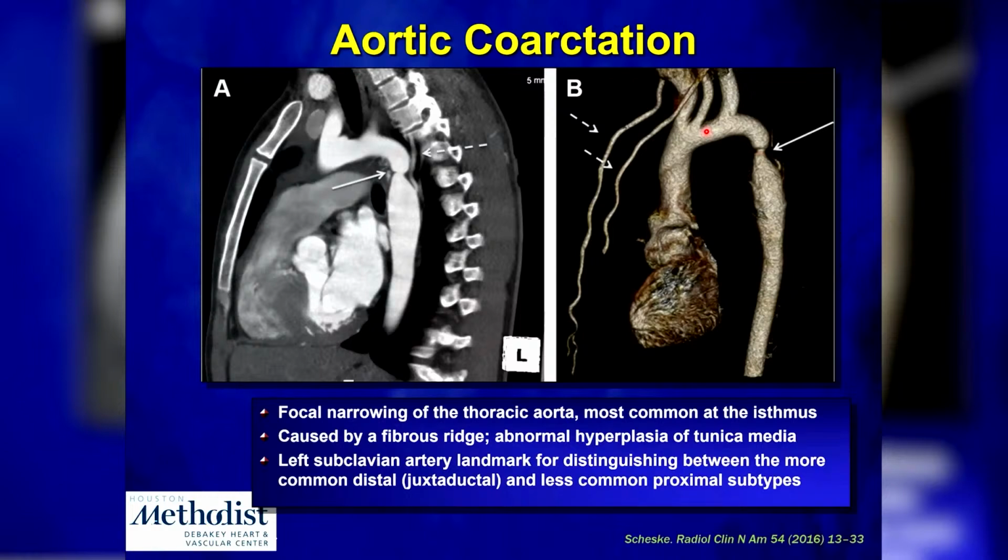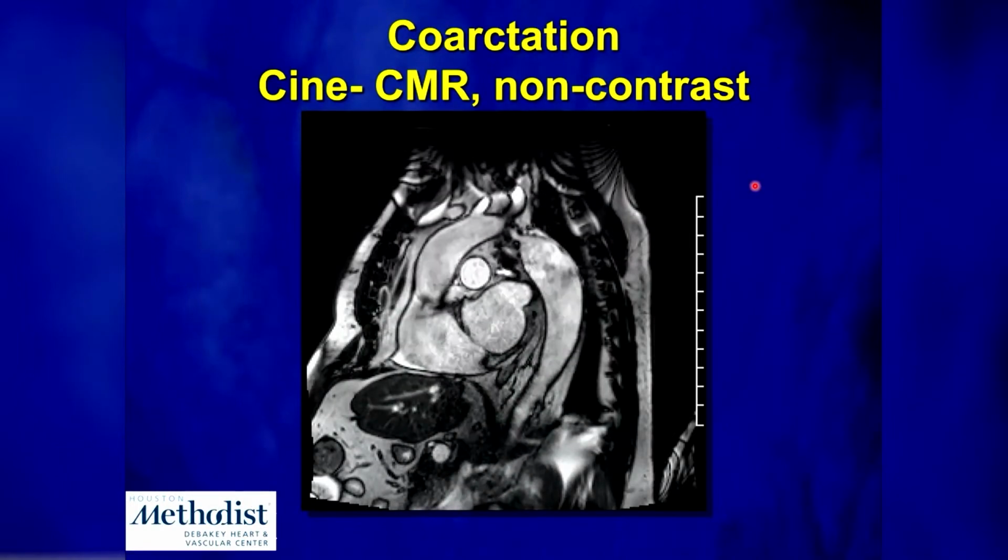a less common type. But notice how there is engorgement of the blood vessels, in this case both internal mammary arteries, because of the pressure difference proximal versus distal to the juxtaductal aorta.